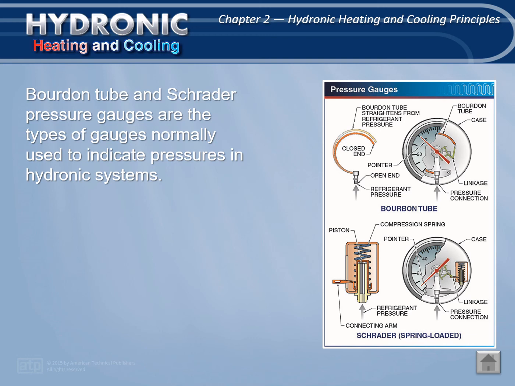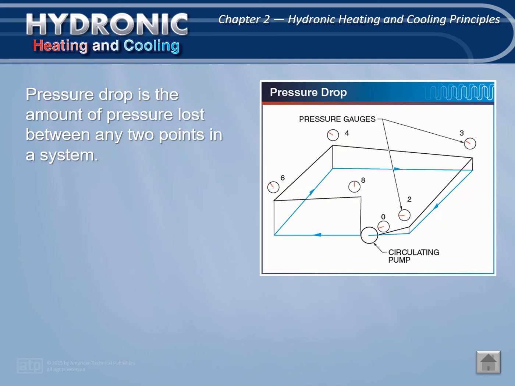Vacuum is any pressure that is less than atmospheric pressure. Vacuum is not measured on a standard psi scale. Vacuum can be measured in units of inches of mercury. Pressure drop is a term used to describe power that is consumed in moving liquids through pipes, terminal units, fittings, and other system components. Expressed another way, pressure drop is the amount of pressure lost between any 2 points in the system.